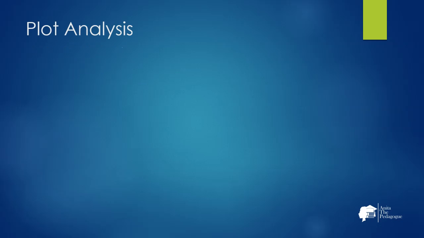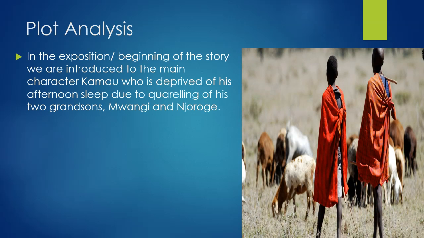Let's move on and look at the plot analysis. The plot is the sequence of events of a story, how a story unfolds. So for the plot, we usually have the beginning or the exposition, then the rising action, the climax where we have the peak of the story, we have the falling action, and the conclusion or the resolution of the story. So let's take a look at the exposition or beginning of the story.